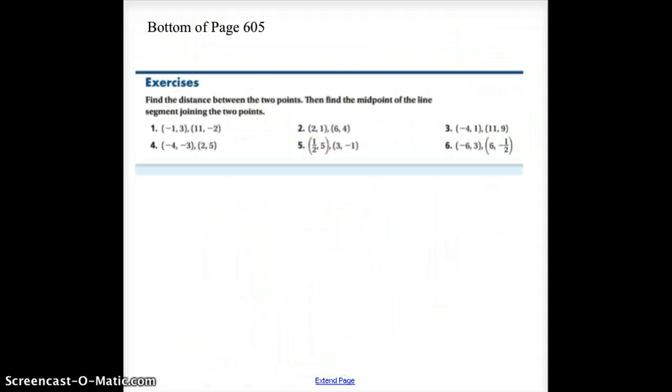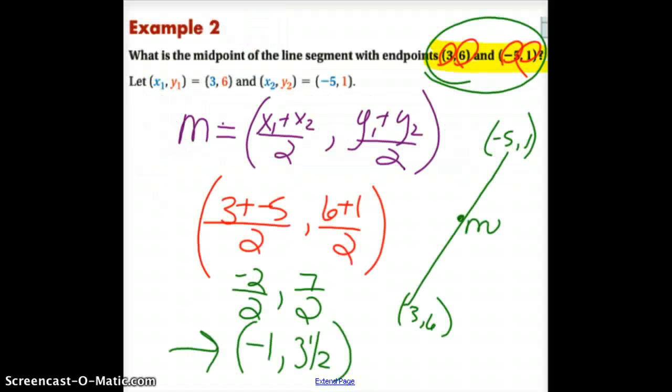Rewatch those examples if you feel the need. The examples I went through are on page 605 if you would like to read them in your book. I'd like you to complete the exercises 1 through 6 found on the bottom of page 605.